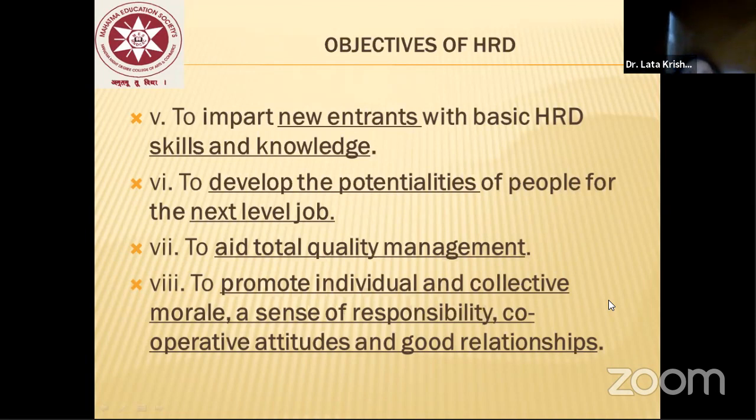To promote individual and collective morale. So it is not just individual morale, but also team morale, which has to be high, and a sense of responsibility, cooperative attitudes, and good relationships. All these are very important because people have to work together, they have to communicate, they have to coordinate, they have to cooperate, they have to network, and they have to make sure that they respect one another, they understand their responsibilities, they have to check their attitudes, maintain good relations, and focus on the task and make sure that the objectives are achieved.